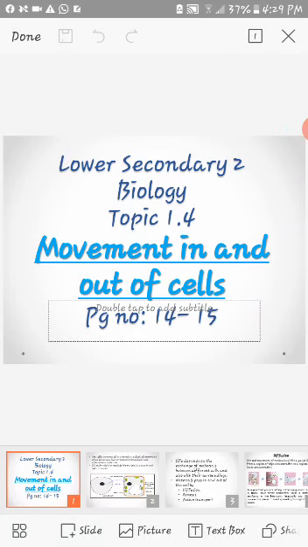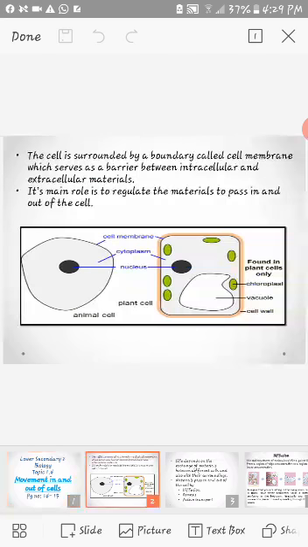Today in lower secondary 2 biology class we have started our new topic, that is topic number 1.4, movement in and out of the cells, on page number 14 and 15.